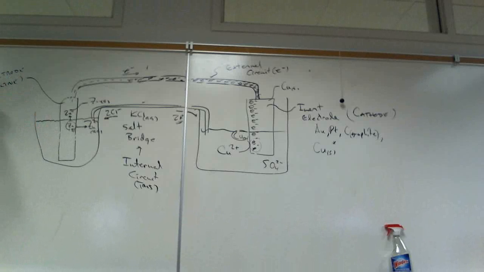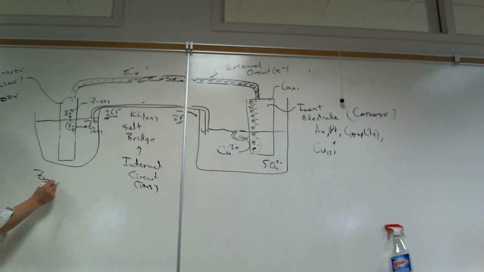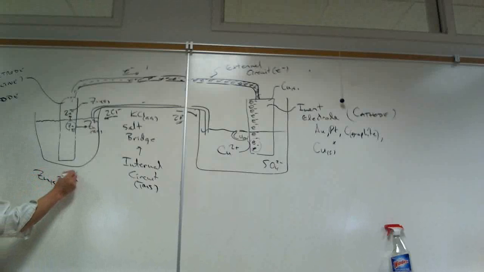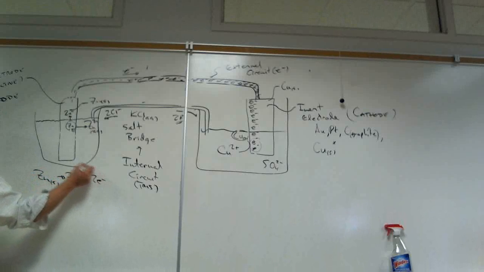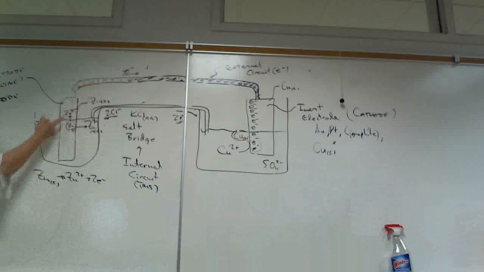This electrode is called the anode. It's called the anode because the anions, chloride, are flowing to this one. The net reaction at the anode is this: zinc solid gets converted into zinc 2+, and then the 2 electrons get fed into the external circuit here.